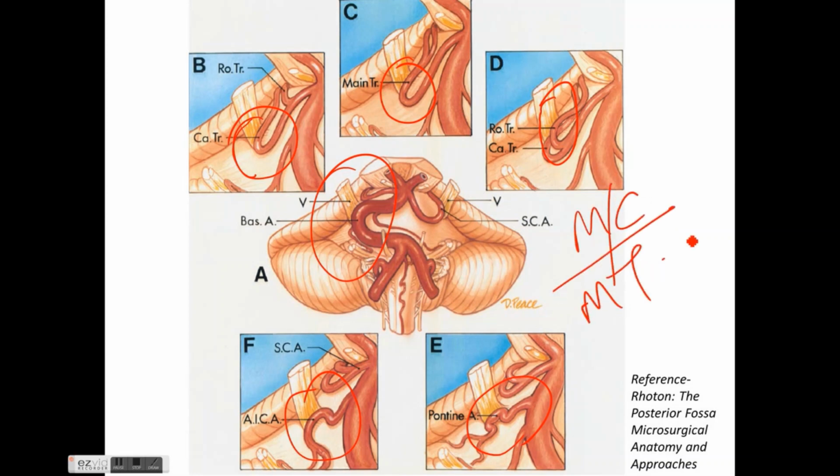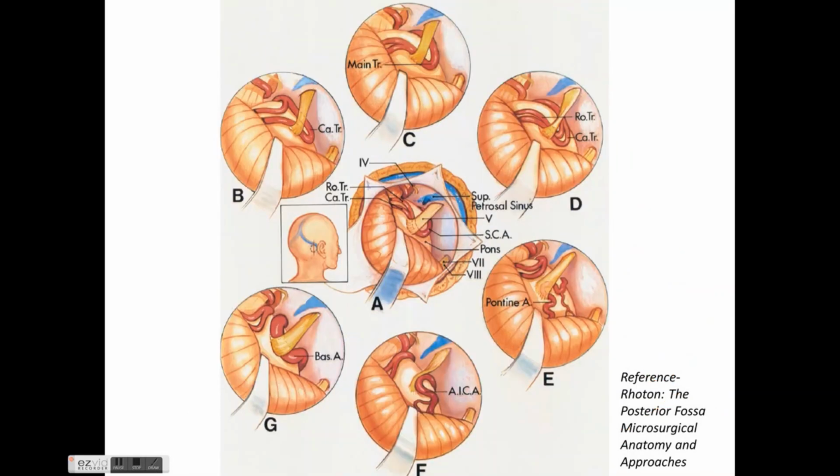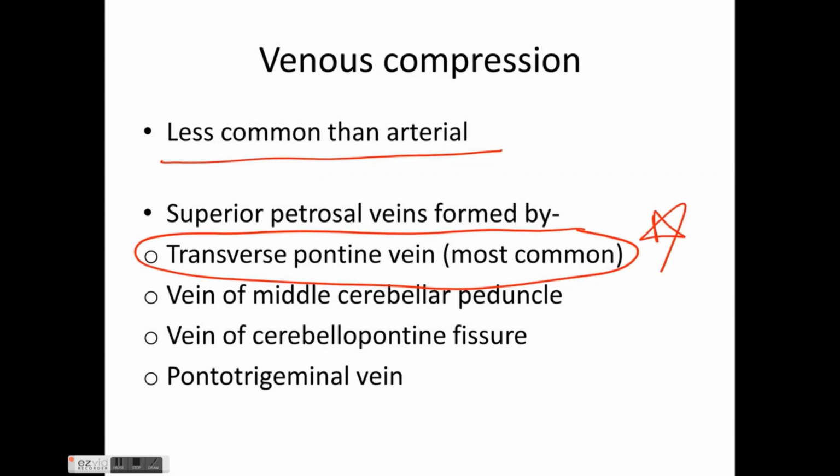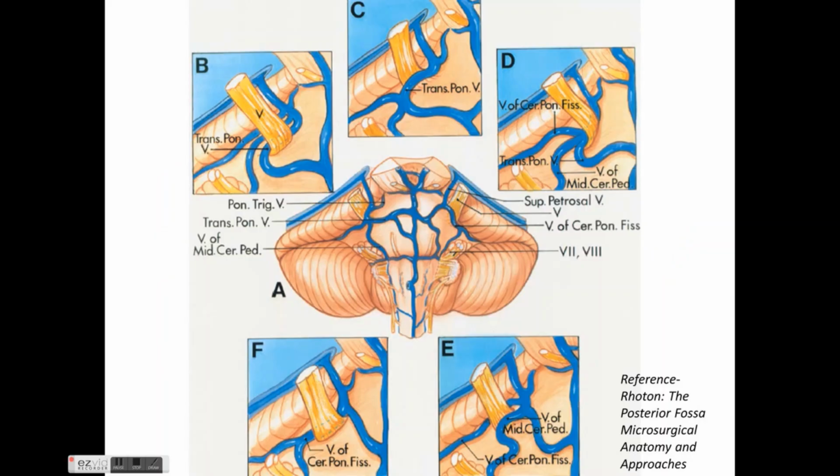Now this is the pictorial representation of the same picture from an intraoperative view, and you can go through these images. Now venous compression is less common than the arterial compression, and the most common source is the transverse pontine vein. Other veins can be the vein of middle cerebellar peduncle, vein of cerebellopontine fissure, and the pontotrigeminal vein. So these are the various venous sources that can cause trigeminal neuralgia. The most common, as I said, is the transverse pontine vein, and there can be various other sources such as the vein of cerebellopontine fissure, vein of middle cerebellar peduncle, etc.